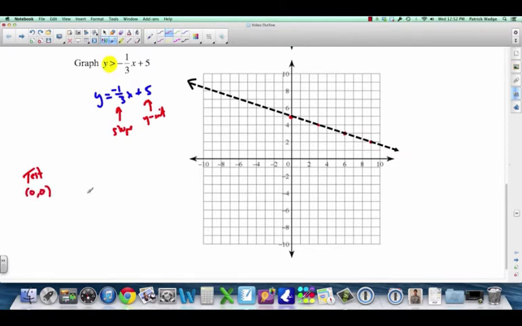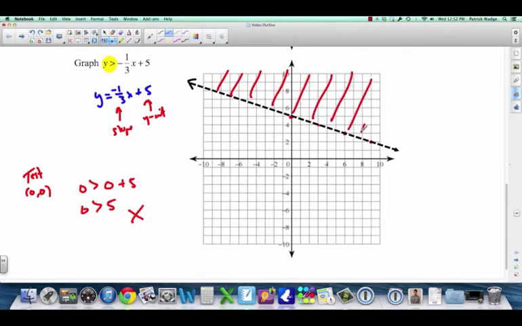So I have y, which is 0, is greater than negative 1/3 times 0, which is just 0, plus 5. So that means 0 is greater than 5. Is that true? No, that's not true. So this point, the origin, does not work, which means every point on this side does not work, which means all the points on the other side up here do work. So this is your answer.